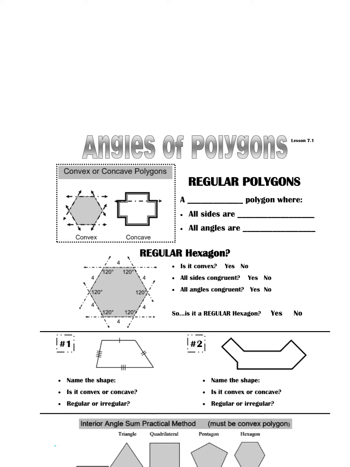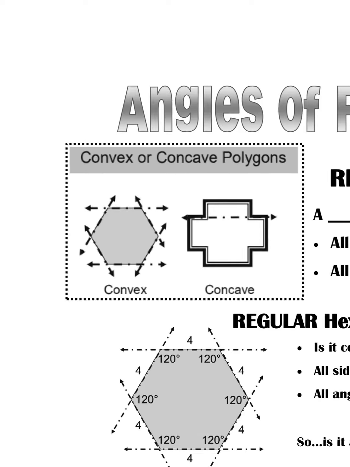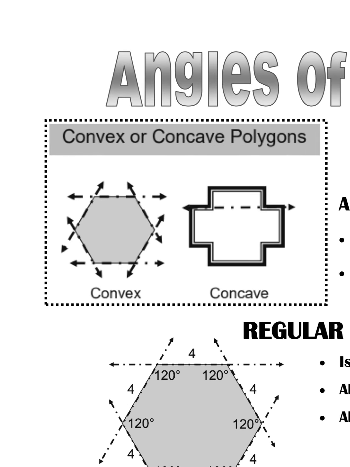The first thing that we're going to talk about is what is a convex and a concave polygon. So with a convex, you're going to follow each of the sides. When I'm following the sides, as you can see, it is on the edge. Each line is on the edge. It is not going through. So if it is on the edge, it's called a convex.